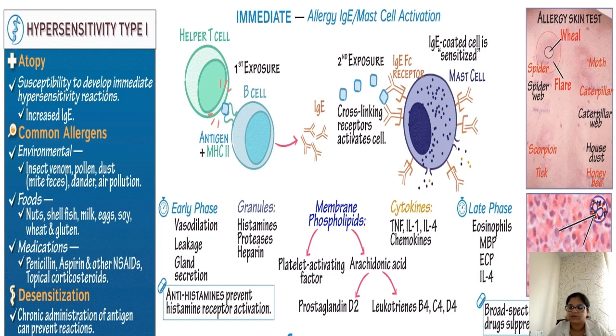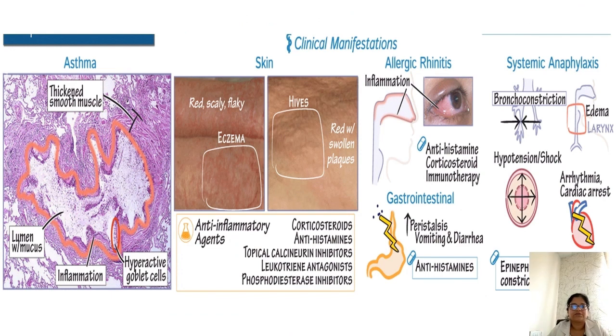We'll be seeing this. In asthma, as you all know, this hyperactivity will be seen. You have all this inflammation and mucus production will be increased. In skin, you have eczema, hives, and rhinitis, and systemic anaphylaxis in the form of bronchoconstriction or even hypotensive shock.